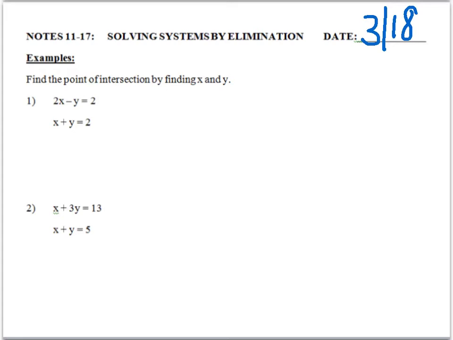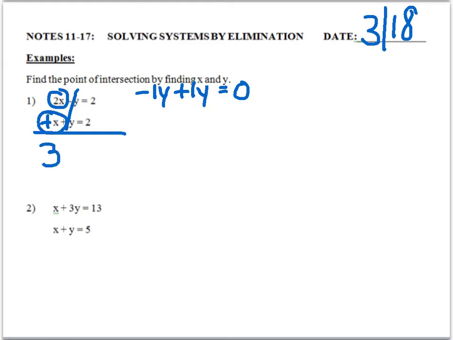We're going to find the point of intersection by finding the x and the y coordinate. So if I take a look at these two equations, I can see that I have a negative 1y and a positive 1y, and I know that together that equals 0y or just 0. So those are the two terms that we're going to eliminate. And here we are going to eliminate by adding, and we have that we're going to add the other terms also. So we have 2x plus x gives me 3x equals 2 plus 2, which is 4.